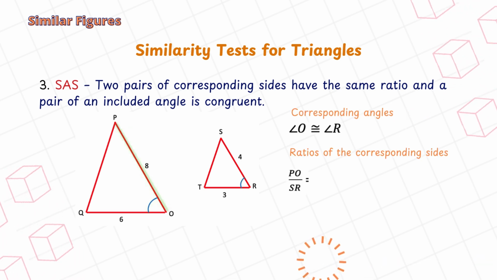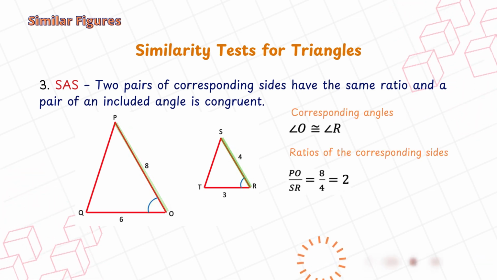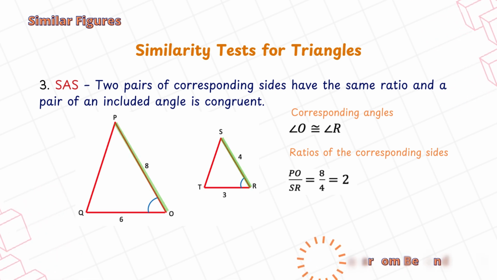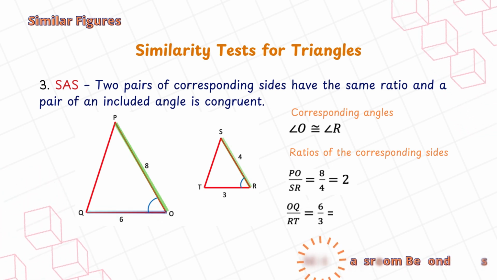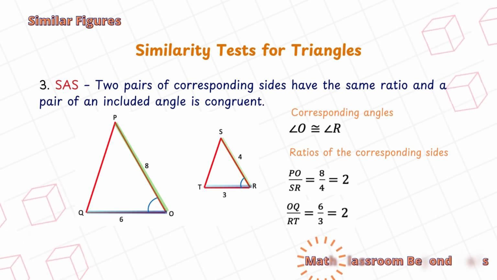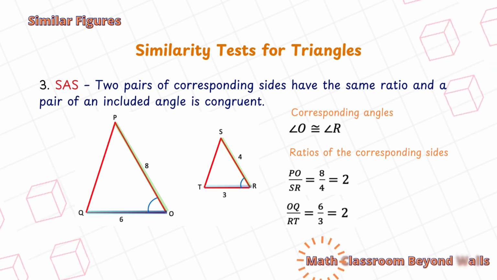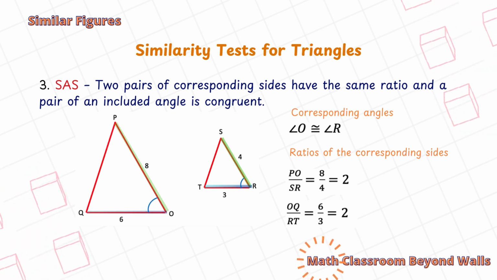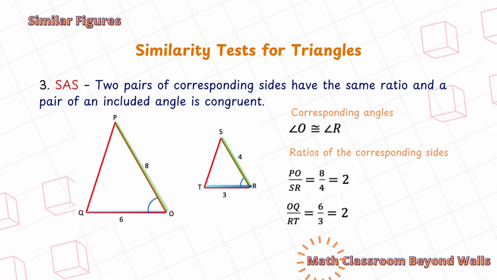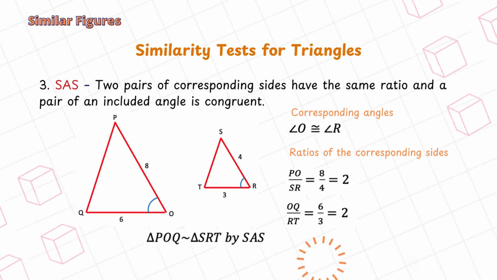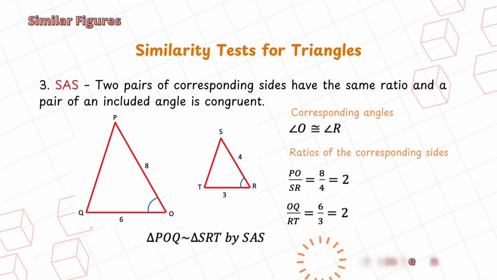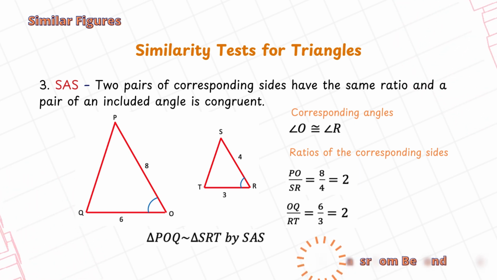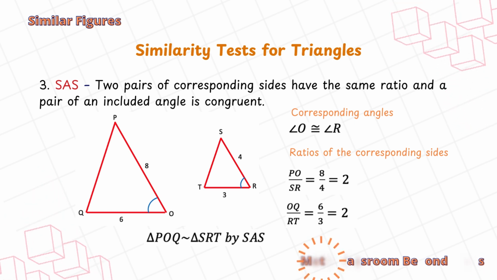So, PO over RS is 8 over 4 equals 2. OQ over RT equals 6 over 3 equals 2. We see that the ratios are the same, so the triangles are similar. That is, triangle POQ is similar to triangle SRT by SAS.